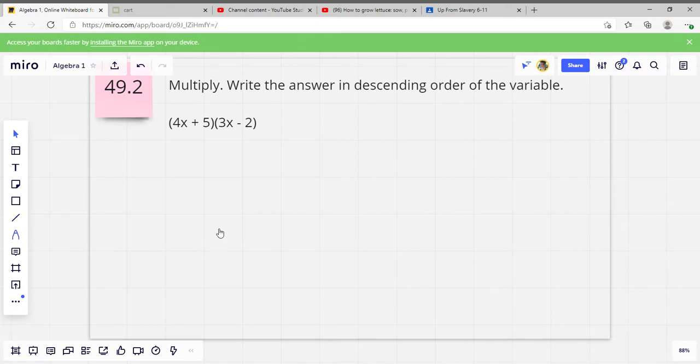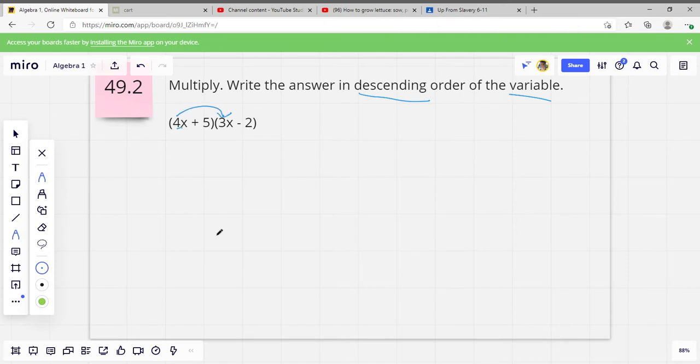And take note of this. It says multiply and write the answer in descending order of the variable. That means our highest variable will come first. So if we have any thirds, then squareds, then 1, then no variable. Alright, so this one we have 2 terms in the first and 2 terms in the second. So we're just going to rainbow that.